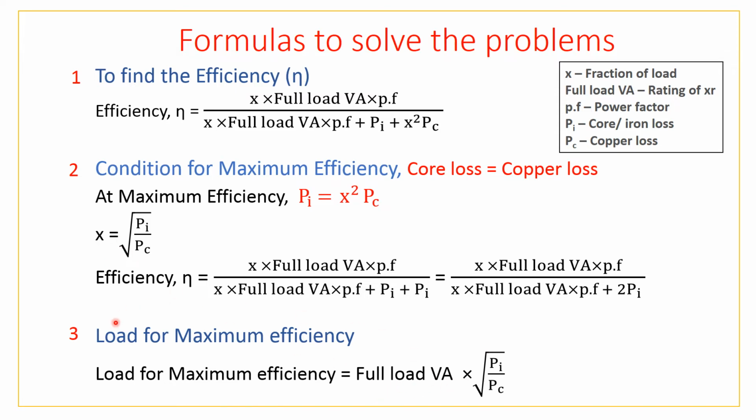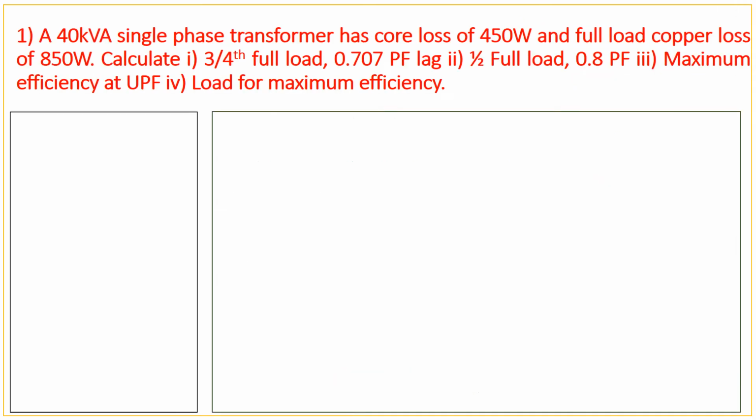It is X, so it is nothing but X into full load VA. So load for maximum efficiency is X into full load VA. Pause the slide here. So let us start with the numericals. The first problem statement given is as such.